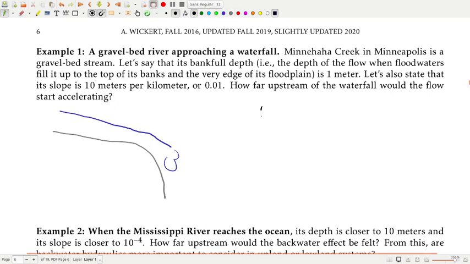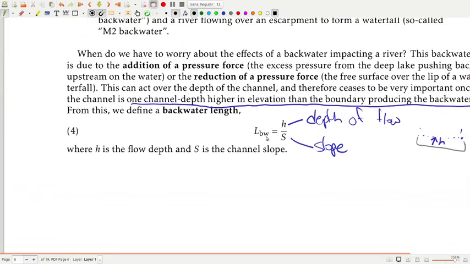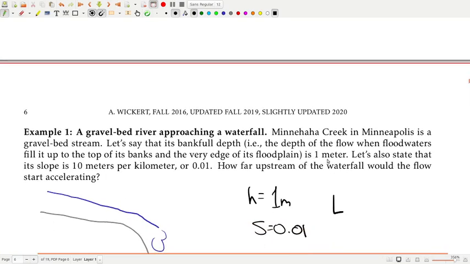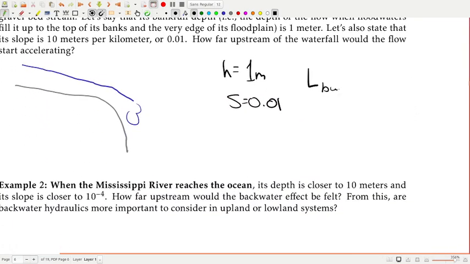That's the depth at which it fills its channel to the banks, and it's just on the very edge of flowing over onto the floodplain. We're also going to say that the slope of this channel is 10 meters per kilometer, so 0.01. And so if I create a backwater length, the length of the backwater is depth over slope. And that means that this is 100 meters.